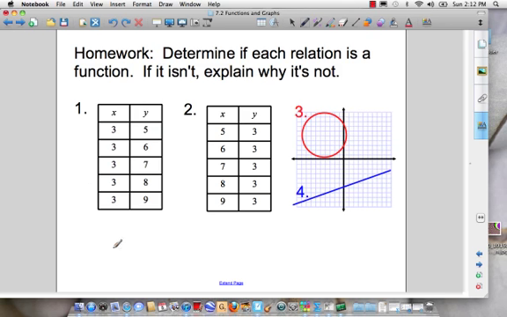Okay, for your homework, number 1 and 2 are tables. So determine if they represent functions. Number 3 is this red graph, and number 4 is the blue one. If it's not a function, please explain why. Have that ready for class next time.